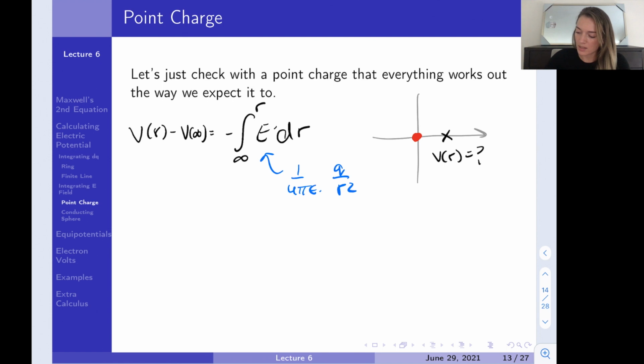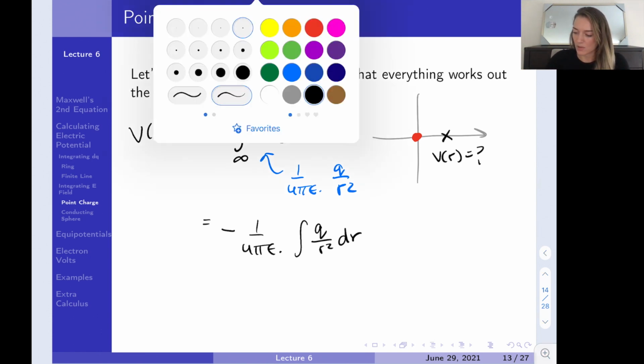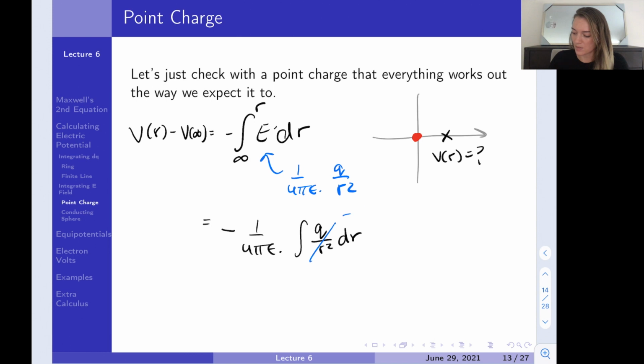So let's integrate this and just check that we get the same answer. We've got negative 1 over 4 pi epsilon naught, and then the integral of q over r squared dr. The integral of 1 over r squared is negative 1 over r. So this becomes negative 1 over r.